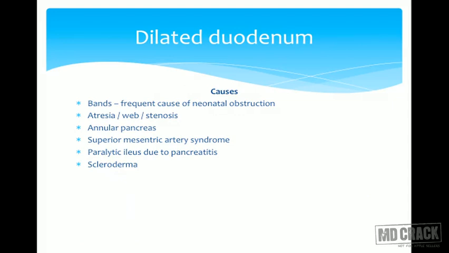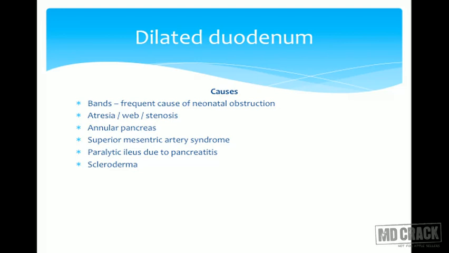Again, duodenum, the common causes would include bands. These are frequent causes of neonatal obstruction: atresia, web, stenosis, annular pancreas. Now what annular pancreas does is, suppose this is the lumen of the duodenum, the pancreas grows around it. It's a congenital anomaly, so it causes narrowing of the duodenal lumen, and that's how it causes obstruction.